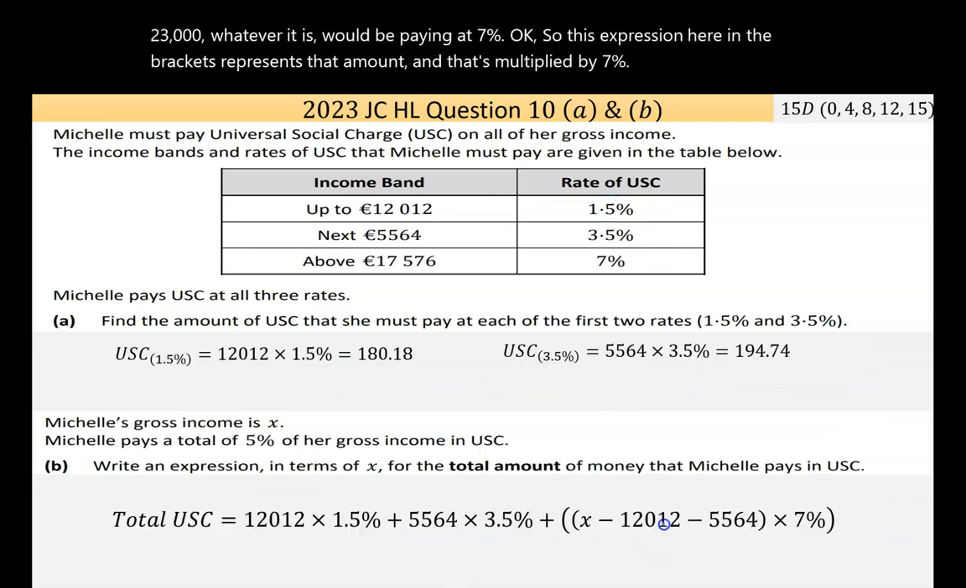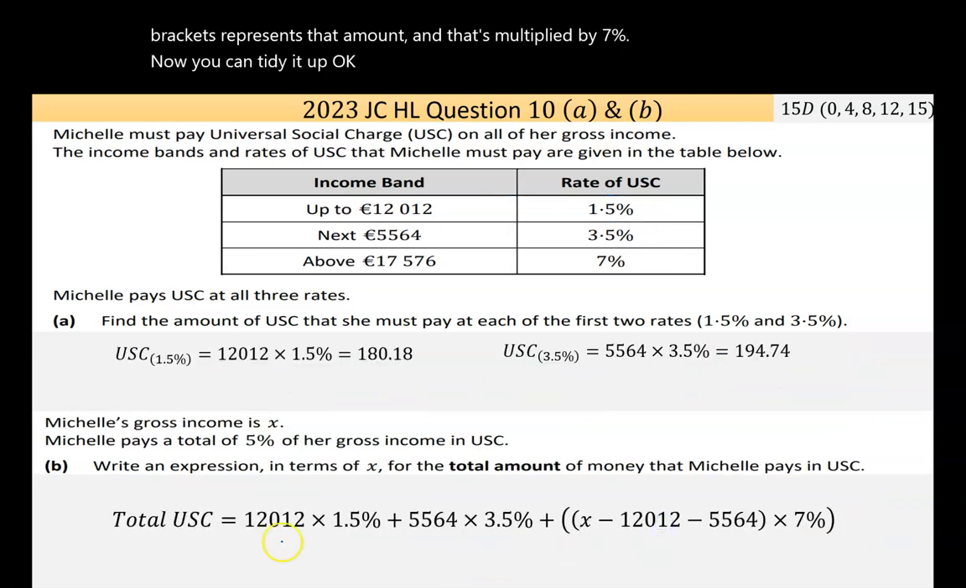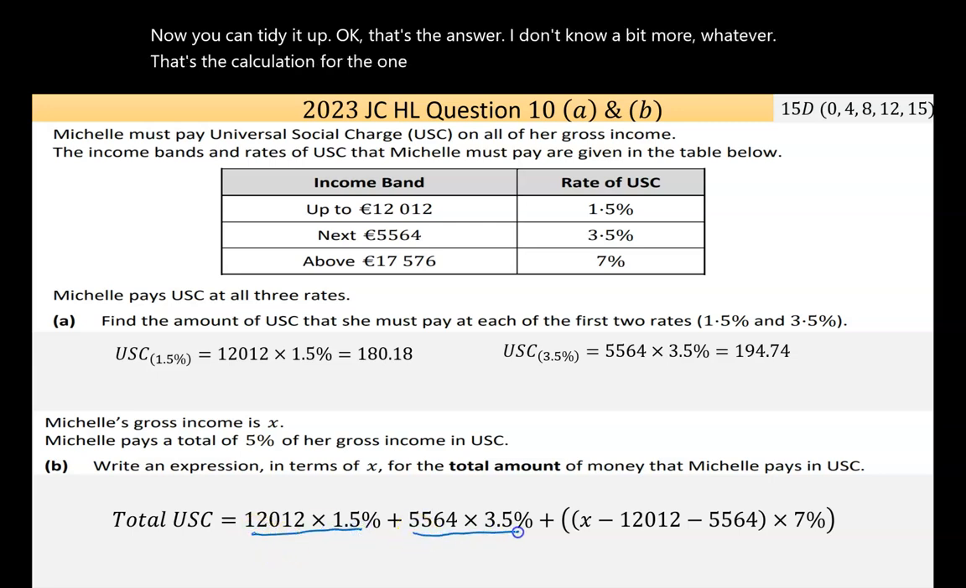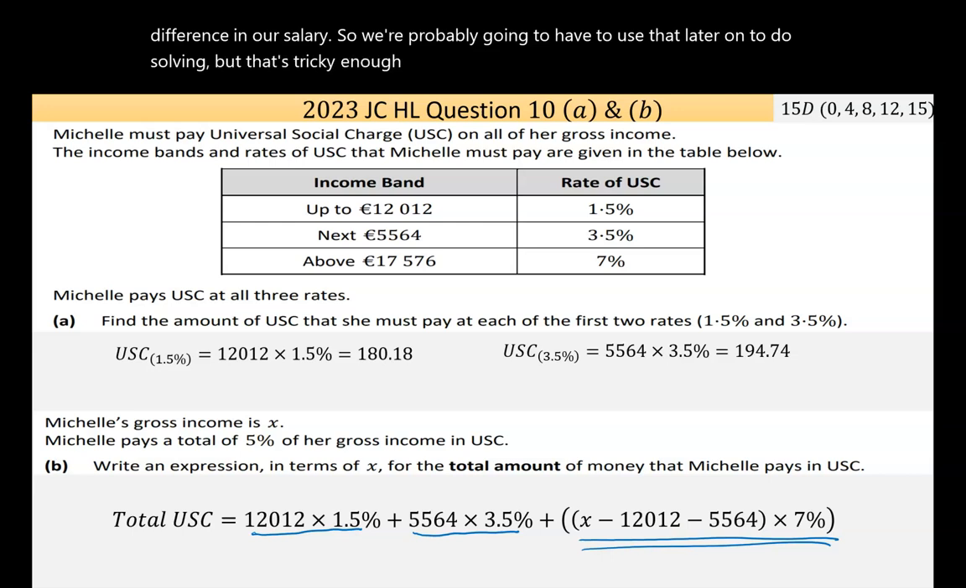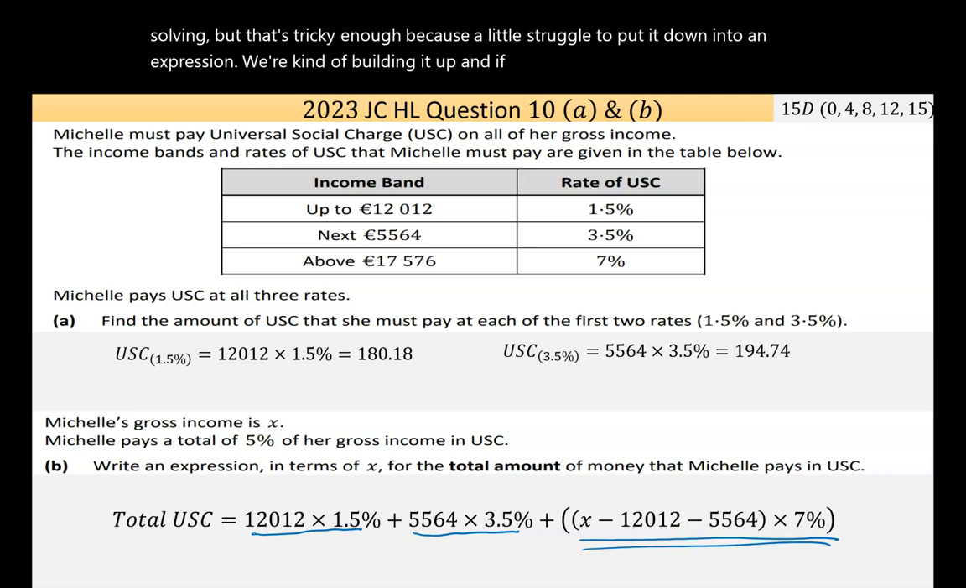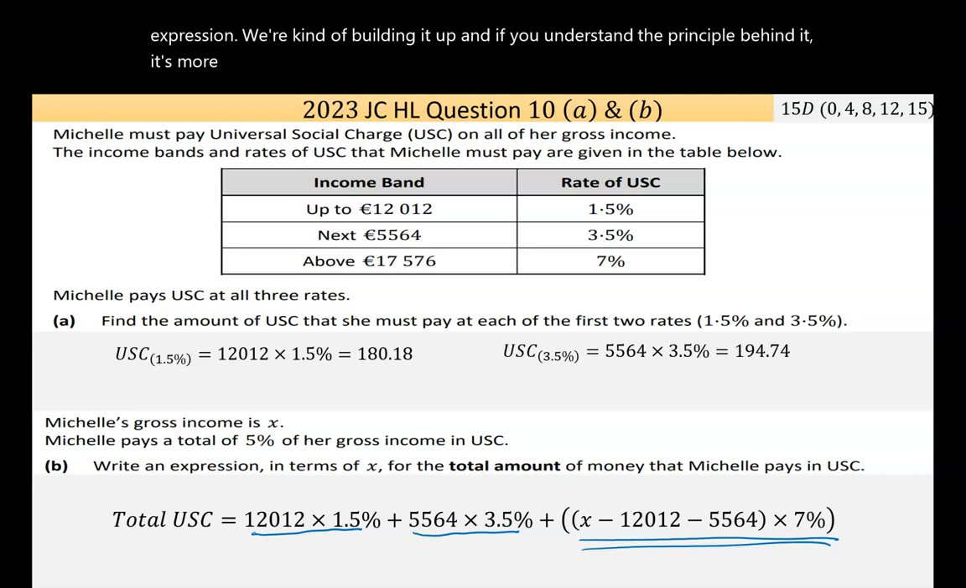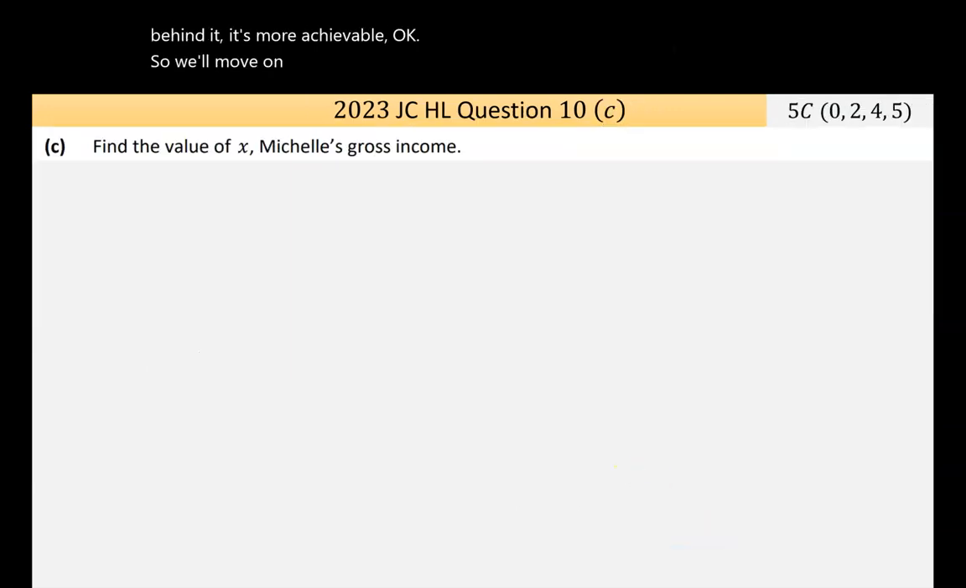Now you could tidy it up. Okay, that's the answer I've done out. I've done out a bit more, whatever. That's the calculation for the 180. That's the 174, whatever it is, and that's the difference in her salary. So we're probably going to have to use that later on to do solving. But that's tricky enough because a lot of people struggle to put it down into an expression, but you're kind of building it up. Okay, and if you understand the principle behind it, it's more achievable. Okay, so we'll move on then to part C.